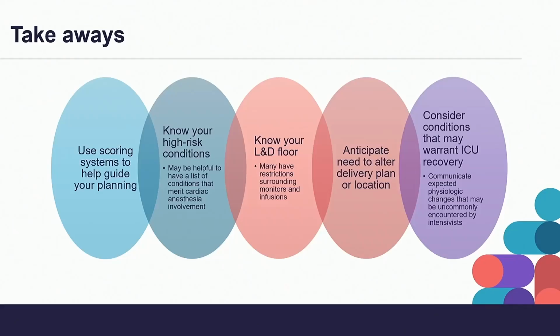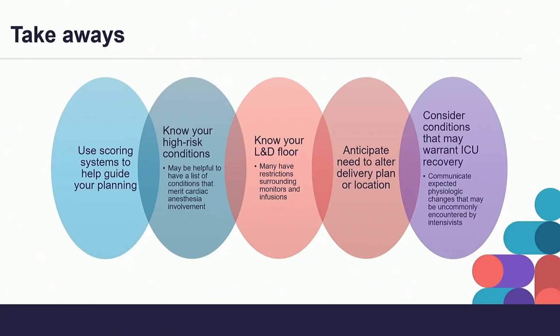So for me, the takeaways: I use scoring systems all the time to help guide my planning and help communicate risk to people. It's important to know your high-risk conditions. This is different at every place. For us, we take care of a lot of patients on the labor floor, as opposed to laboring them or delivering them in the ICU, which is almost a never event for us. But it's helpful to have a list of conditions where you think, hey, I'd like a cardiac anesthesiologist to be here for this: pulmonary arterial hypertension, very severe left-sided stenotic lesions. Reasonable to at least have somebody involved.